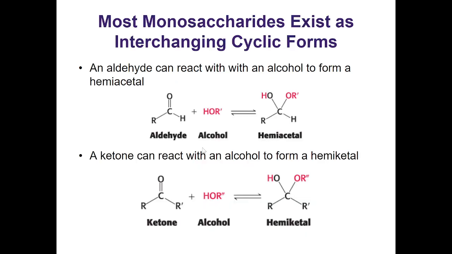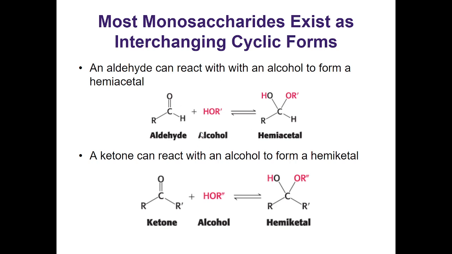Okay, so most monosaccharides will actually exist as interchanging cyclic forms. The aldehyde can react with an alcohol to form a hemiacetal. Remember the hemiacetal we've talked about in organic chemistry? I think I even pointed out that, hey, this is going to be really important in biochemistry because we're going to see a bunch of these. Good deal, huh? Finally paid off.